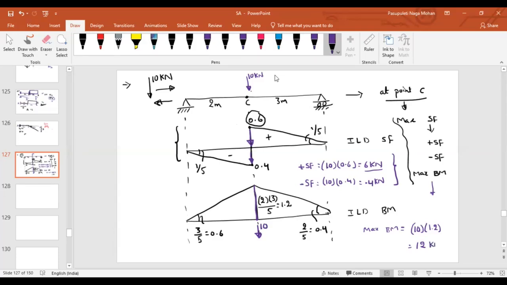Load I have taken in kilonewton. Kilonewton meter, sir. Is it meter exactly? Yes, sir. For shear force also we are taking load into ordinate. For bending moment also we are taking load into ordinate. Then how come the two have different units? Is my question right? For maximum shear force also we are taking load into ordinate, isn't it? For bending moment also we are taking load into ordinate. Then how come they are in different units?